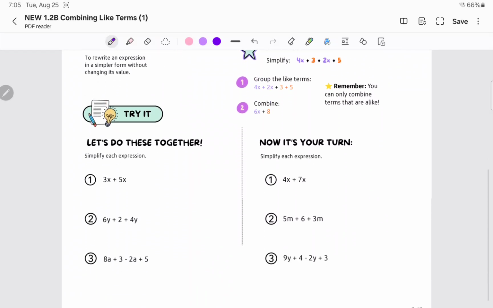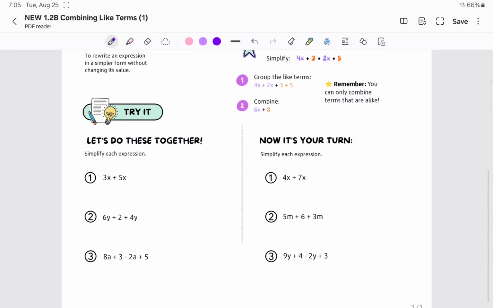So let's do these examples together, these three. And you're going to pause the video and try the next three by yourself. So for number 1, what are my like terms? I see a 3x and I also see a 5x. Are they like terms? Yes, because they both have an x. So I can combine them.